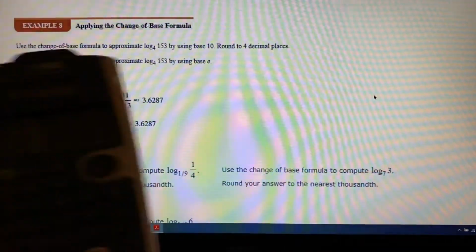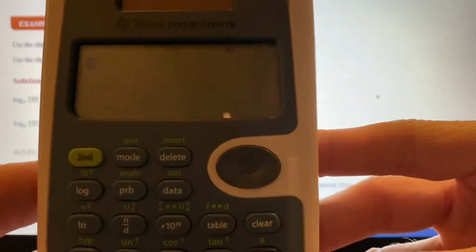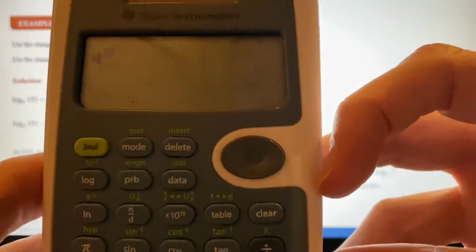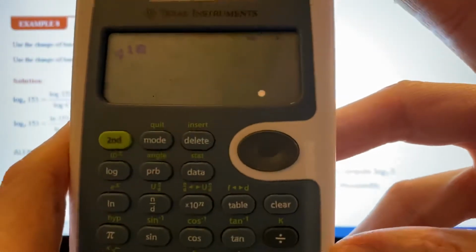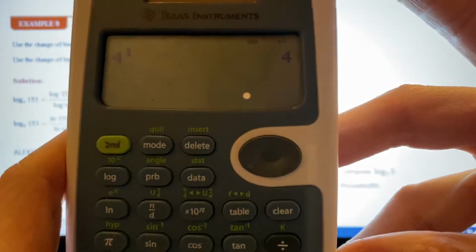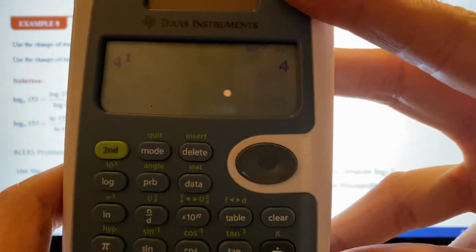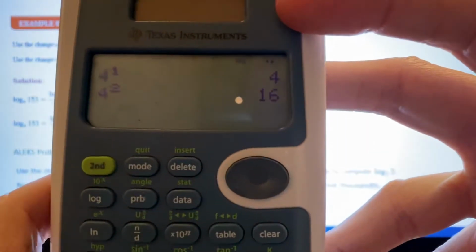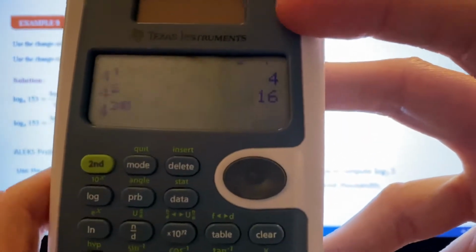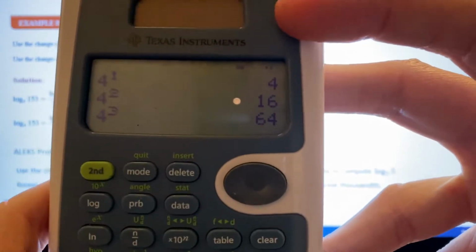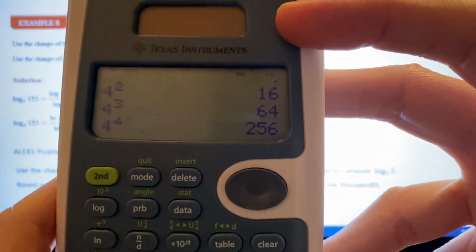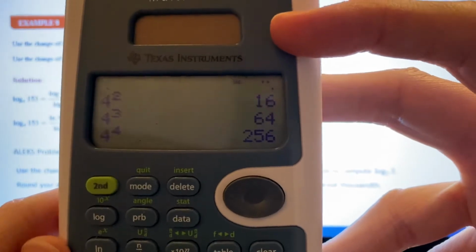All right, let's spend a little time tinkering with our calculators here. So the first thing that I want to do is call up the calculator, and raise 4 to various powers and just see what we get. So let's do 4 raised to the first power. We expect the value 4, because anything to the first power is itself. Now 4 raised to the second power, and we get 16. Then 4 raised to the third power, and we get 64. Then 4 raised to the fourth power, and we get 256.